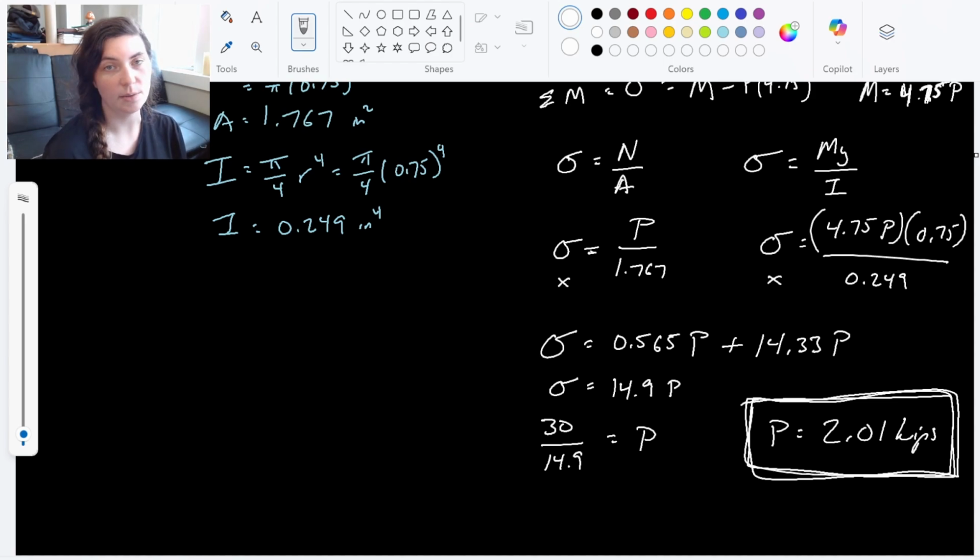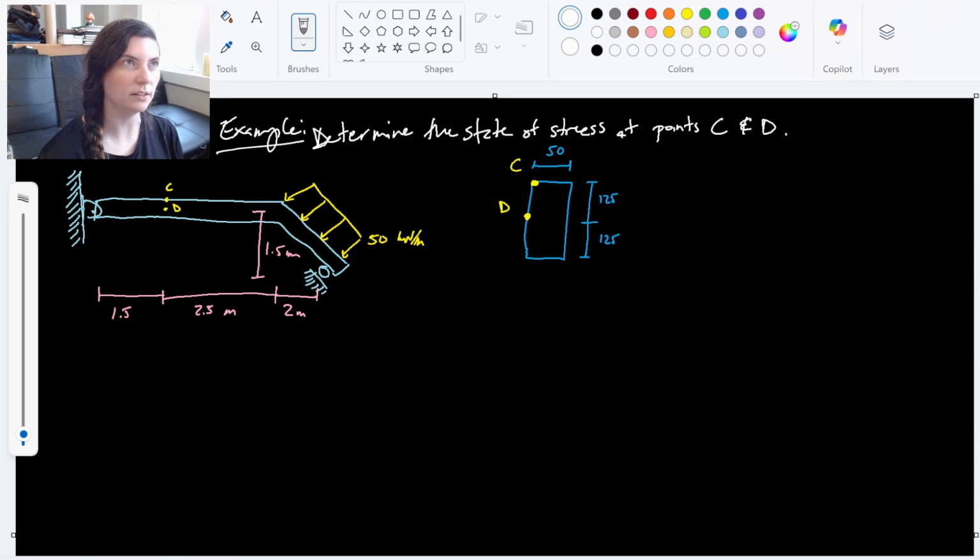Let's take a look at another example. All right, let's take a look at a little bit more involved example. So in this one, we want to determine the state of stress at points C and D. So we're looking at two different points, C being on this very corner here, and D being on the centroidal axis of our cross-section.